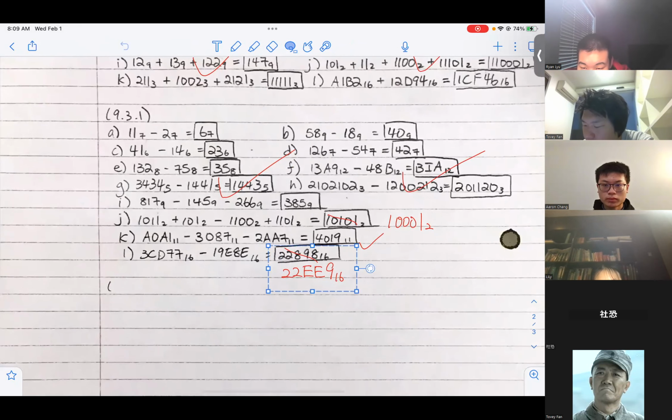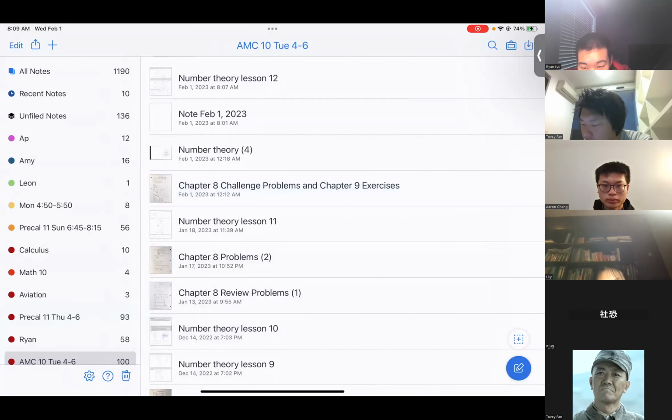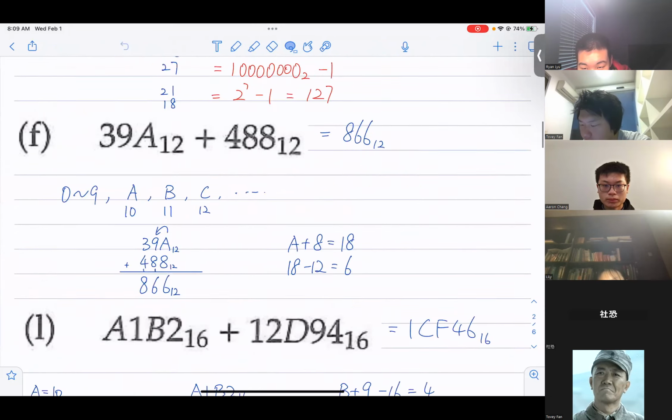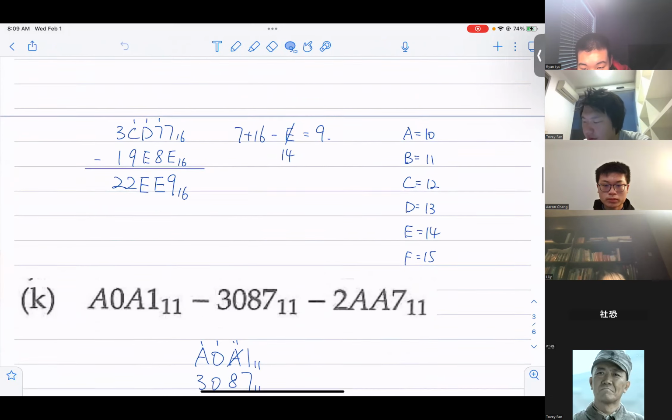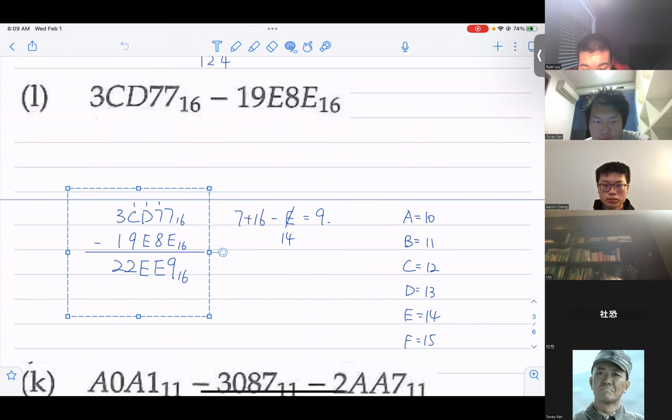Area for this one. This is 9.3.1. The last question. 22 EE9. This is something we did last time. So you can check out our note here. Okay. So you got it wrong. Maybe you can have a look again and see why.